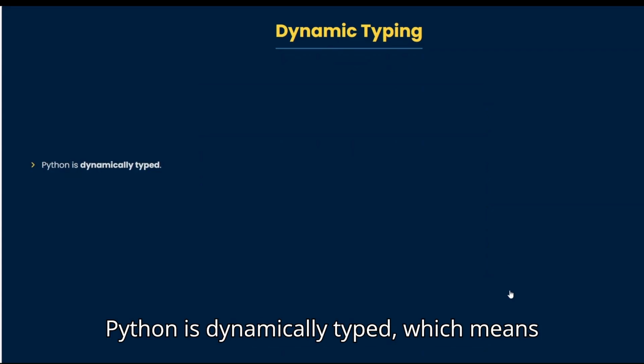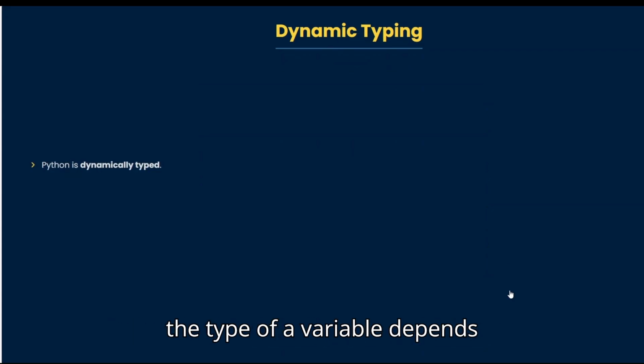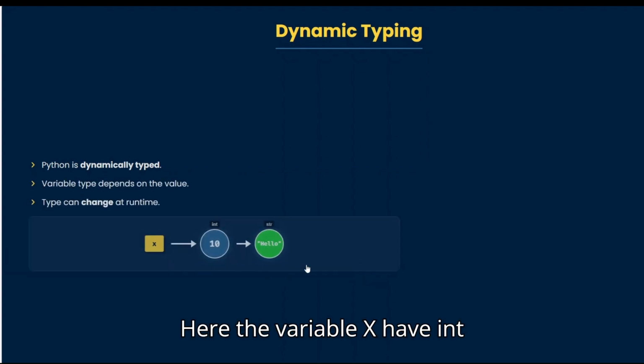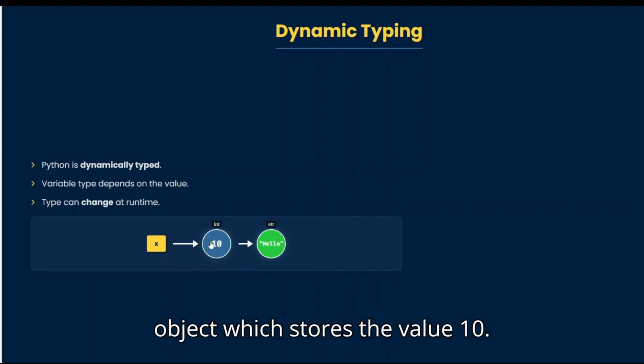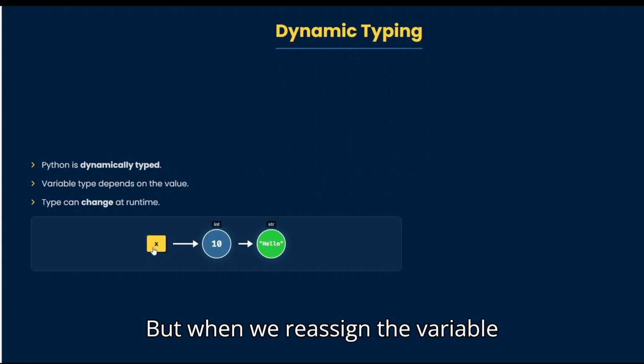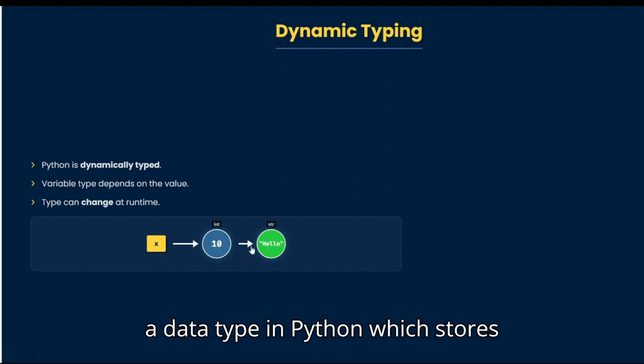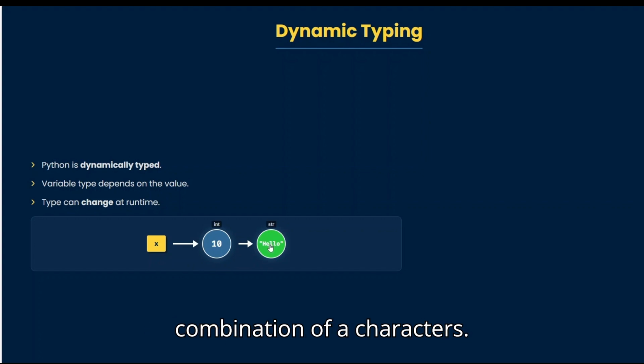Python is dynamically typed, which means the type of a variable depends on the value you store in it, and it can change at runtime. Here, the variable x has an int object which stores the value 10, but when we reassign the variable x with the value hello, which is a string, a string object will be created which the x variable refers to. Now, string is a data type in Python which stores a combination of characters.